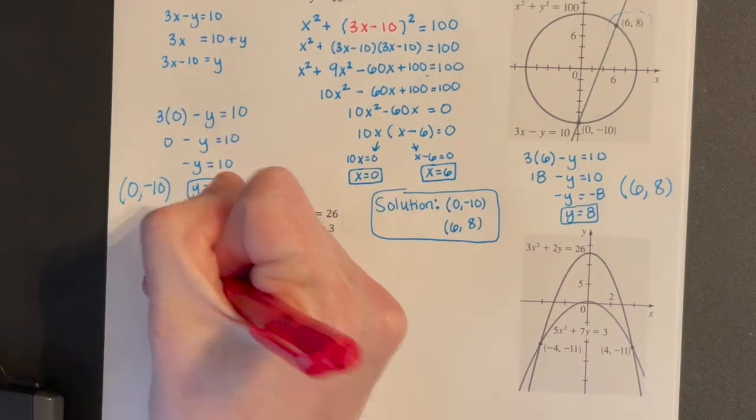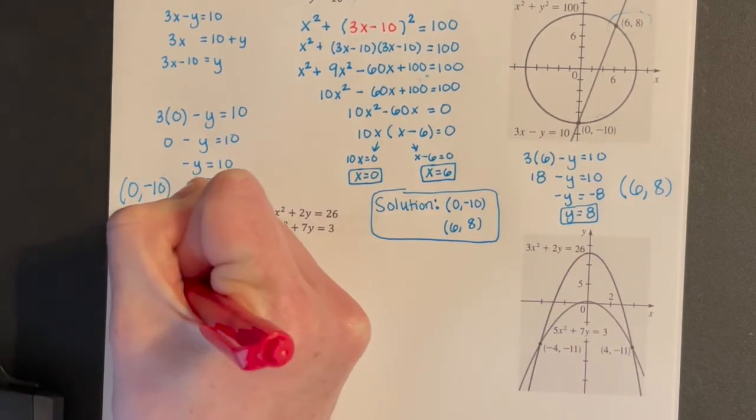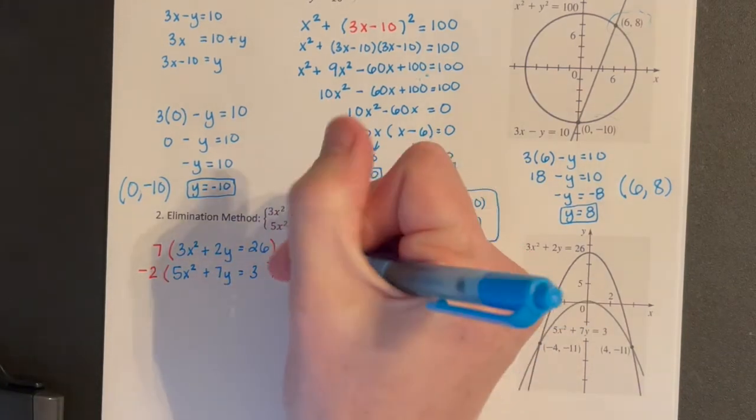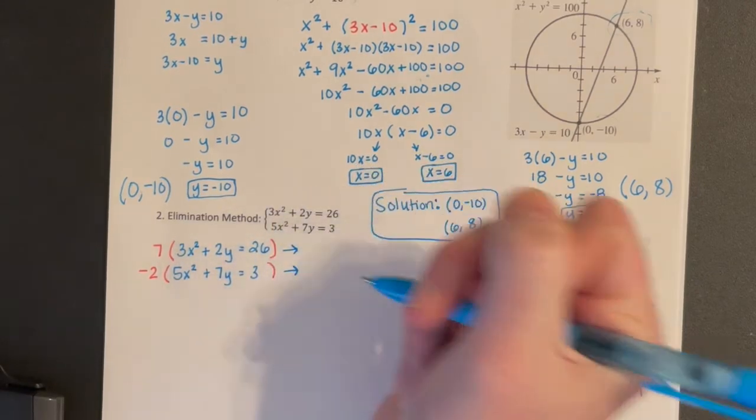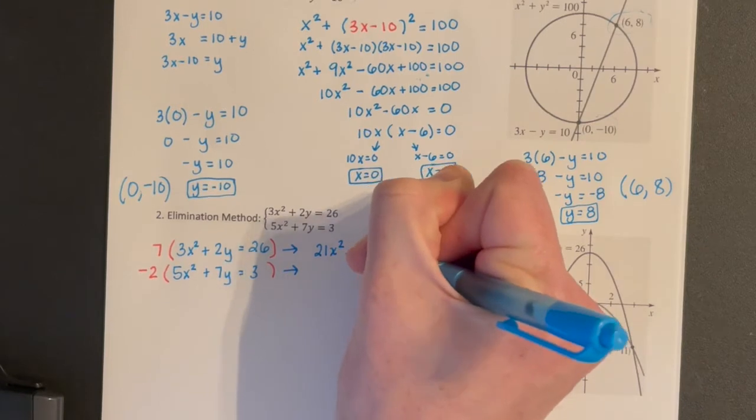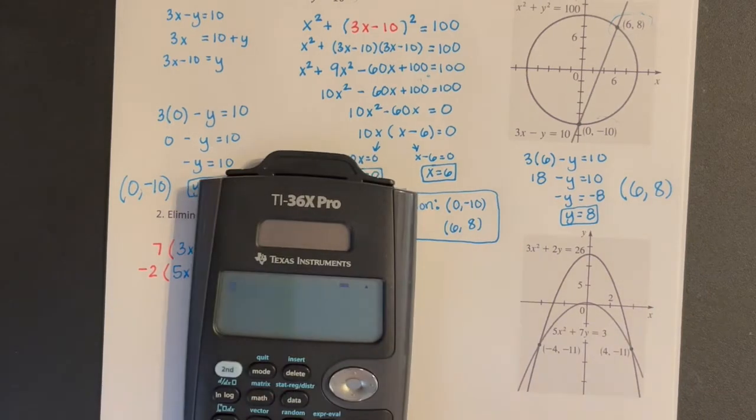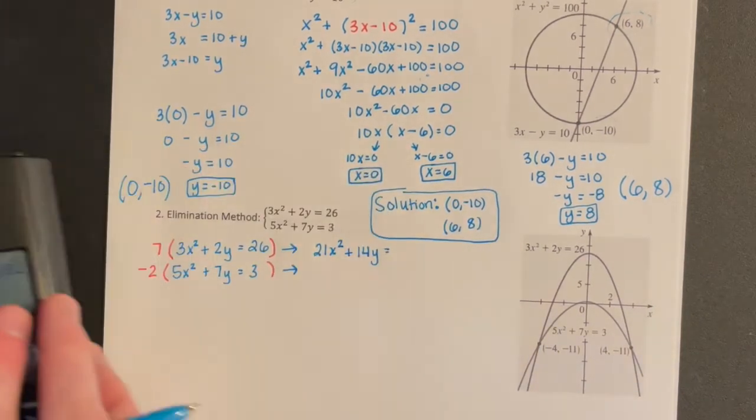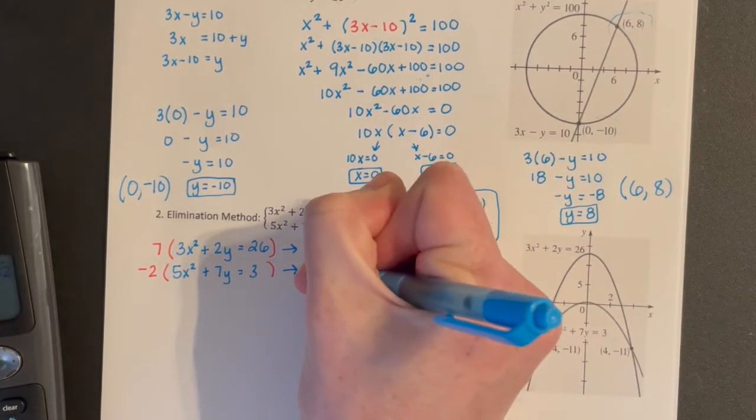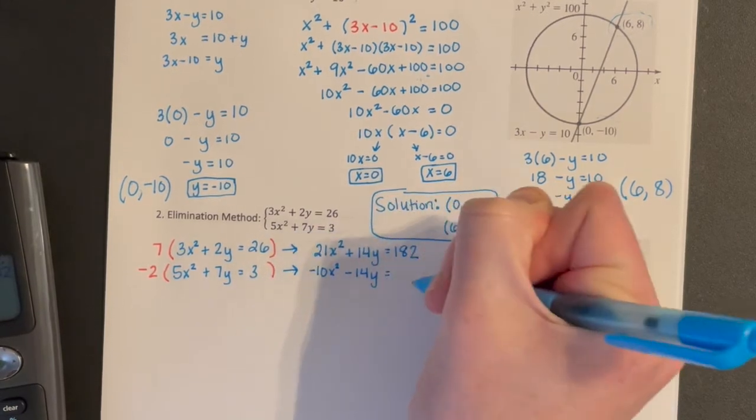So I'm going to multiply the top one by 7 and the bottom one by negative 2. That would make both of these positive 14y and negative 14y. So 7 times 3 is 21, so I got 21x squared plus 14y. And then we need to figure out what is 26 times 7, 182. Multiply by negative 2, I get negative 10x squared, negative 14y, and negative 6.